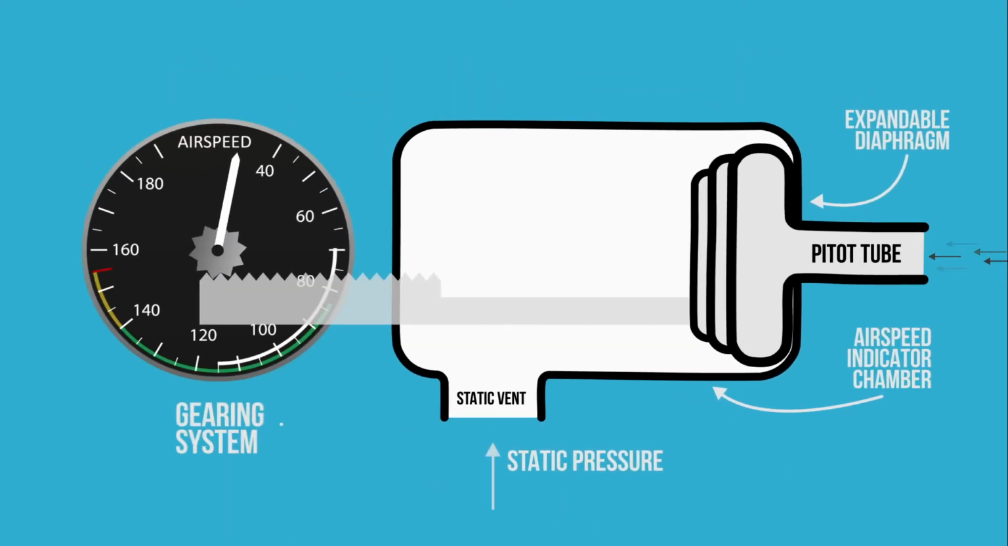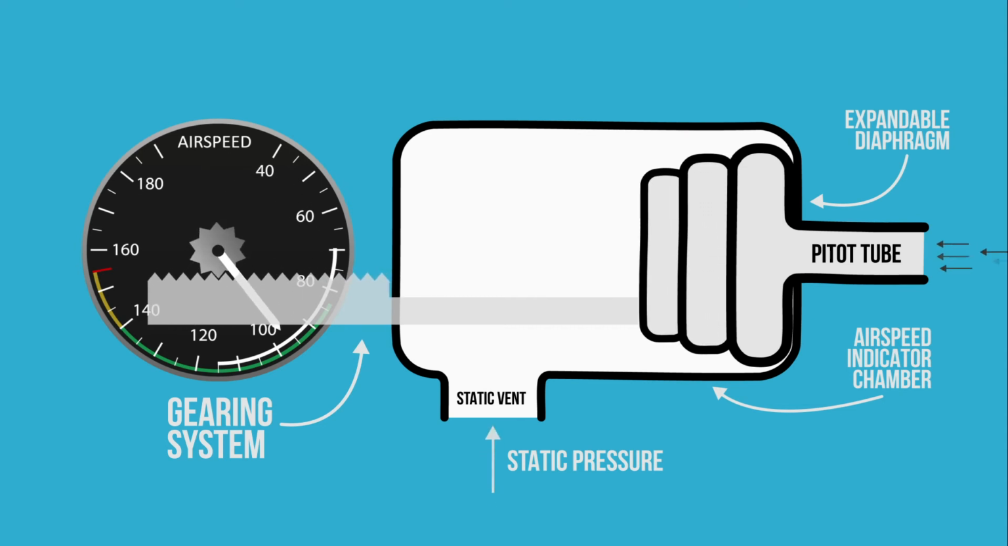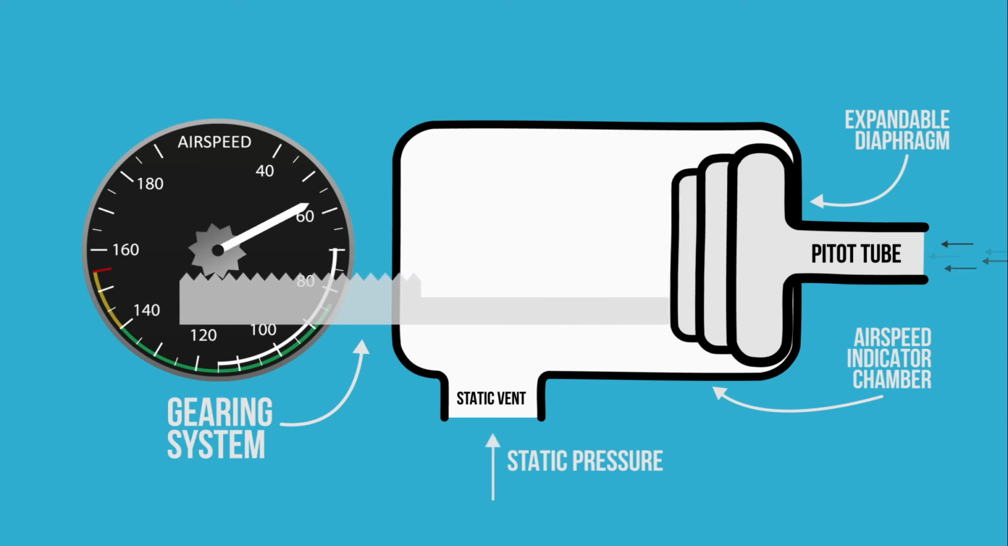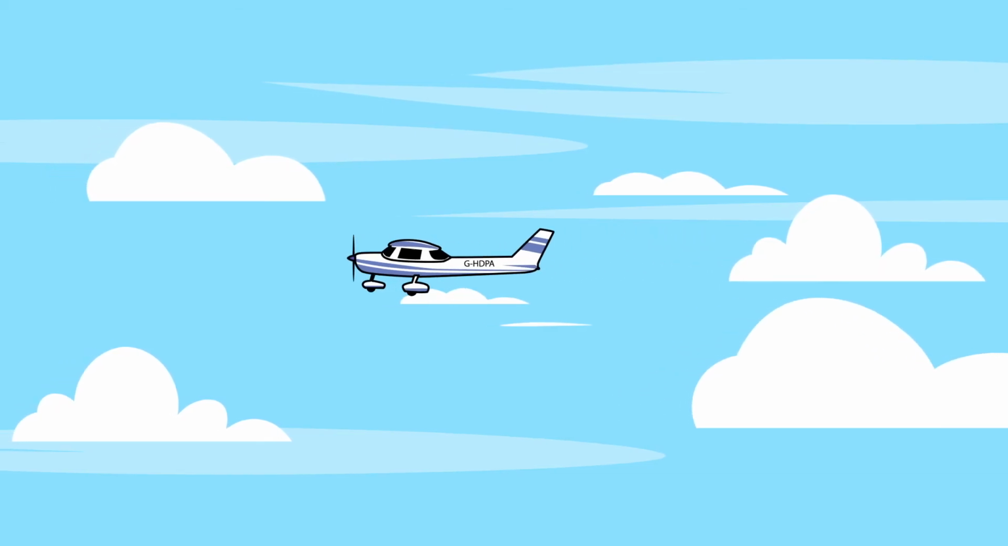Being hooked up to a gearing system, as the diaphragm expands, the gearing system will also move, which will increase the needle for the airspeed on the airspeed indicator. So that's how an airspeed indicator works. Let's do a quick recap.